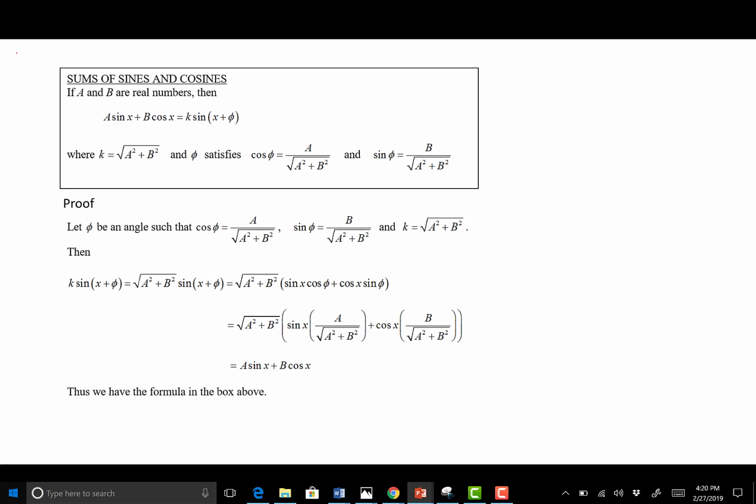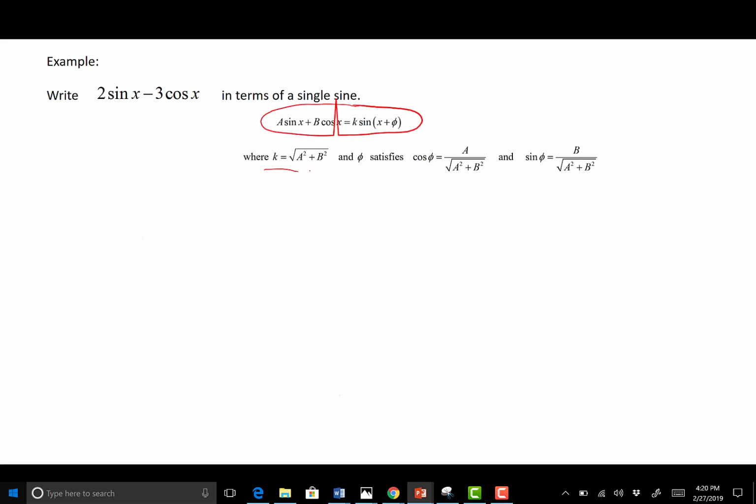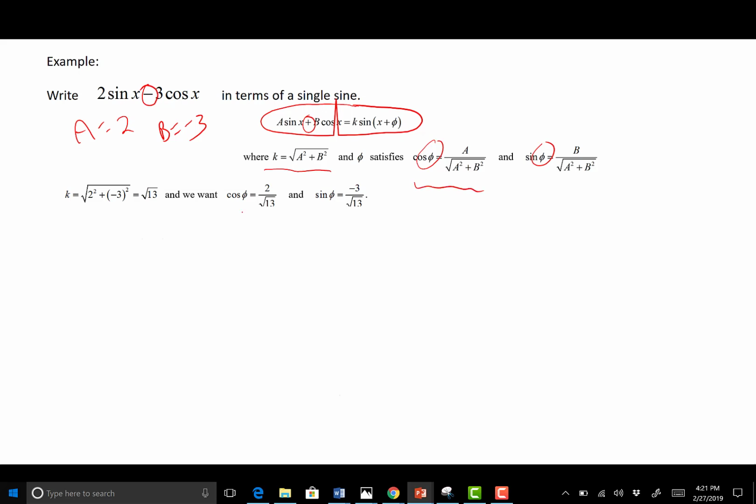Because the question is always going to be, what is this k and what is this phi? So here's an example. And again, this is the formula that we're using. We've got to figure out k, which is relatively easy, and we've got to figure out what phi is. So according to the formulas, k is the square root of 13 because a is 2 and b is negative 3. Notice this is a minus sign there, and the formula is about a plus sign, so b is negative 3. And because of that, I know that my cosine of phi is 2 over the square root of 13. The sine of phi is negative 3 over the square root of 13.